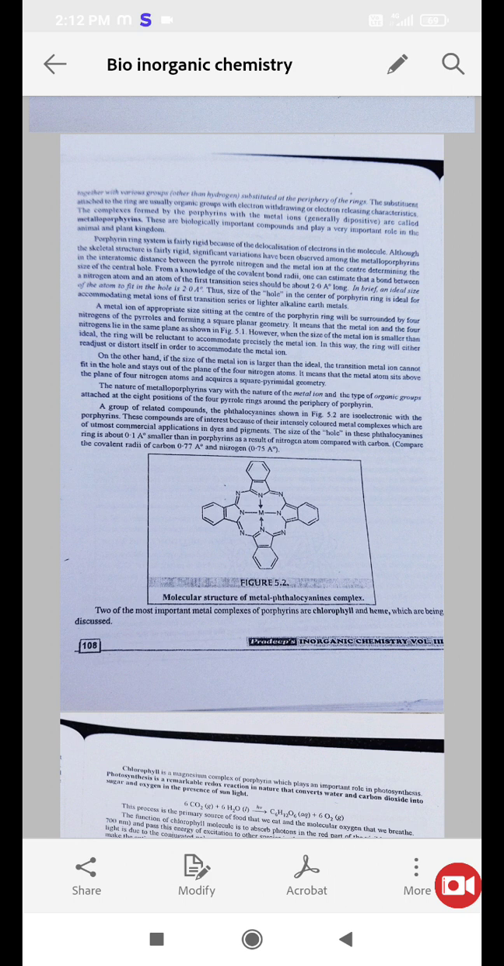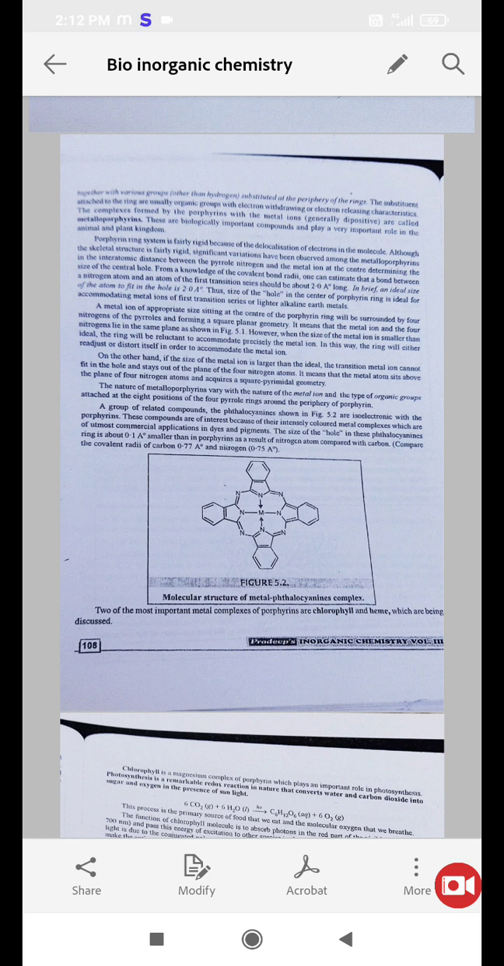The size of the hole in these phthalocyanine rings is about 0.1 angstrom smaller than in porphyrins as a result of nitrogen replacing carbon. Compared, the covalent radius of carbon is 0.77 angstrom and nitrogen is 0.75 angstrom. This is the molecular structure of metallophthalocyanine complexes.